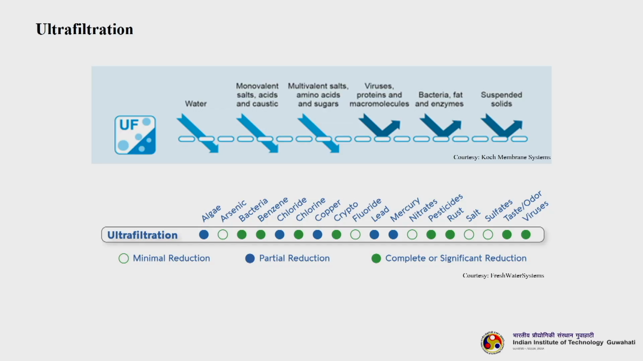So, you can see this particular scheme is telling us about the first one. It is telling us what the ultrafiltration membranes are doing basically. You can see water and monovalent salts, acids, caustic, along with some of the amino acids and sugars, are permeating through the membrane because their size is less than that of the pores. Please remember that ultrafiltration is a porous membrane, though it is asymmetric, but it has pores.